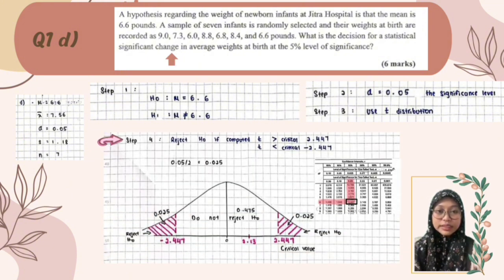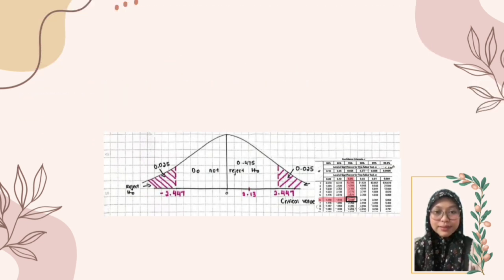Step 4, formulate the decision rule. So first, we must know the critical value. Because we use a two-tailed test, we have to divide the significance level by 2. So both sides are 0.025 in the rejection area. Look at the table given. We know the level of significance is 0.05 and the degrees of freedom is 6 because we minus the sample size by 1. So the critical value is 2.447. So we reject H0 if computed t is more than 2.447 and we reject H0 if computed t is less than negative 2.447.